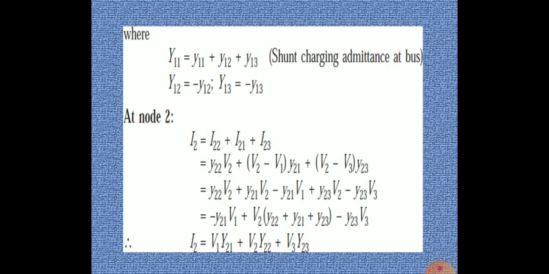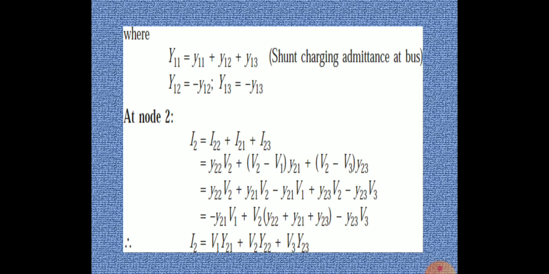Here capital Y11 includes the shunt charging admittance at bus 1, and Y12 is the admittance between bus 1 and 2. So capital Y12 is equal to minus small y12 and capital Y13 is equal to minus small y13.